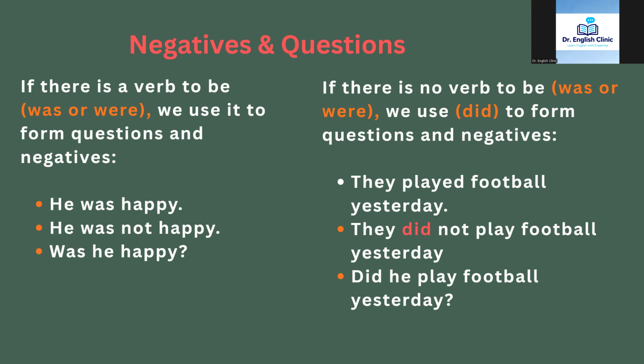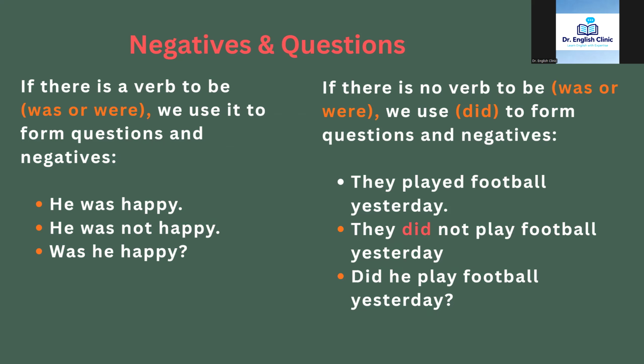What about negatives and questions? Now, in questions, the first thing we look at with the simple past, do we have a verb to be, like was or were? If we have them in the sentence, it's very easy. We just put them at the beginning to make questions, invert between the subject and the verb, or we add not to them to make negatives, like he was happy, he wasn't happy, was he happy?